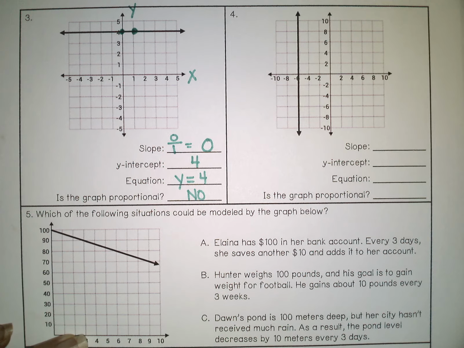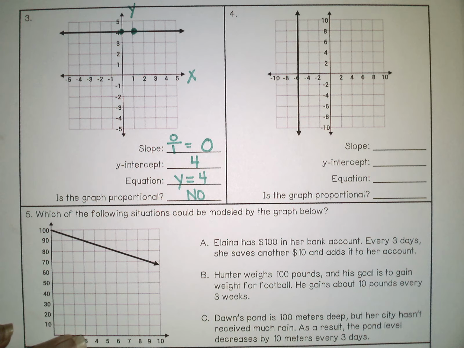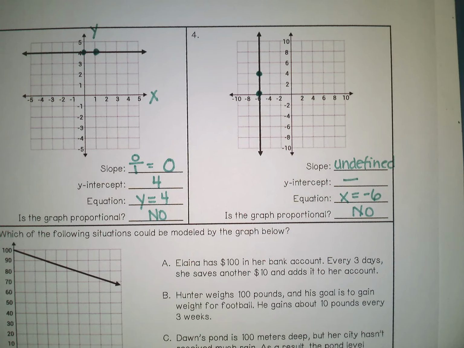Number 4, what is the slope of number 4? What is the y-intercept of this graph? What is the equation of this graph? Is this graph proportional? Okay, let's talk about a couple things here and how we did.